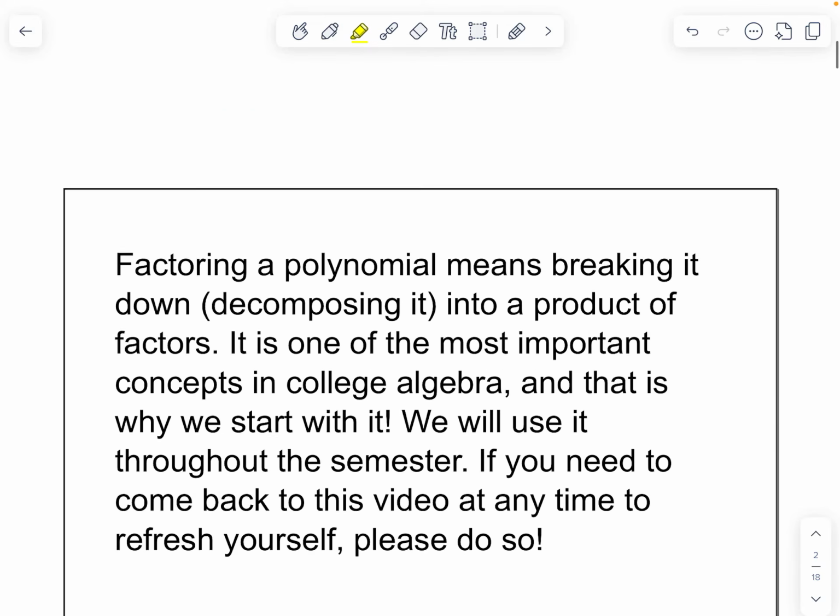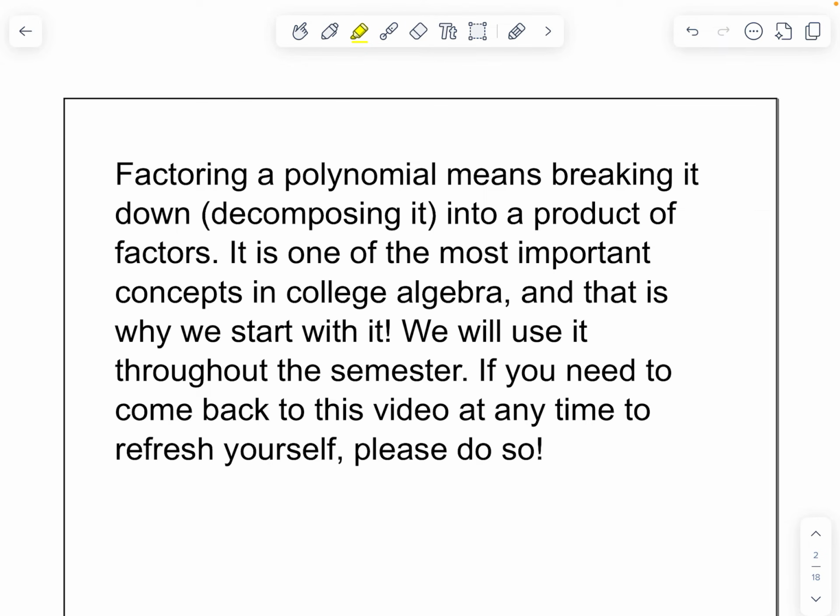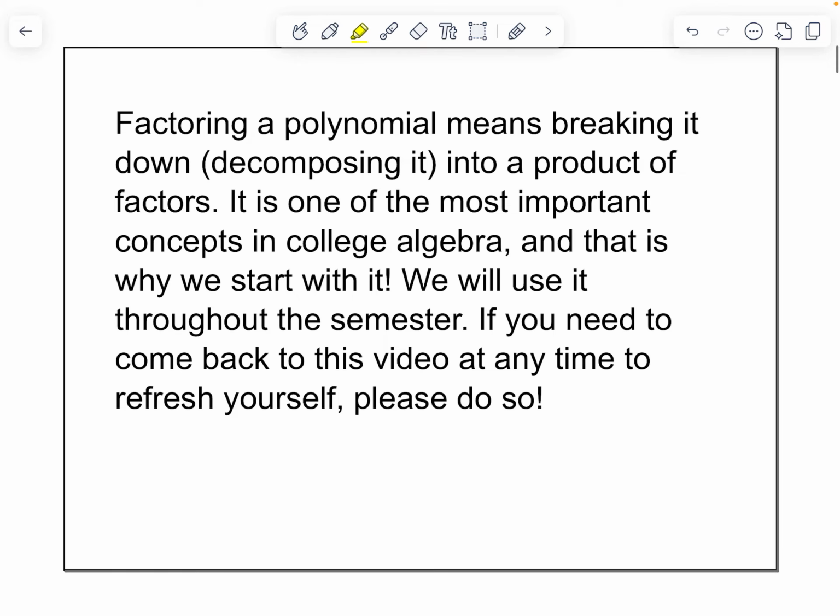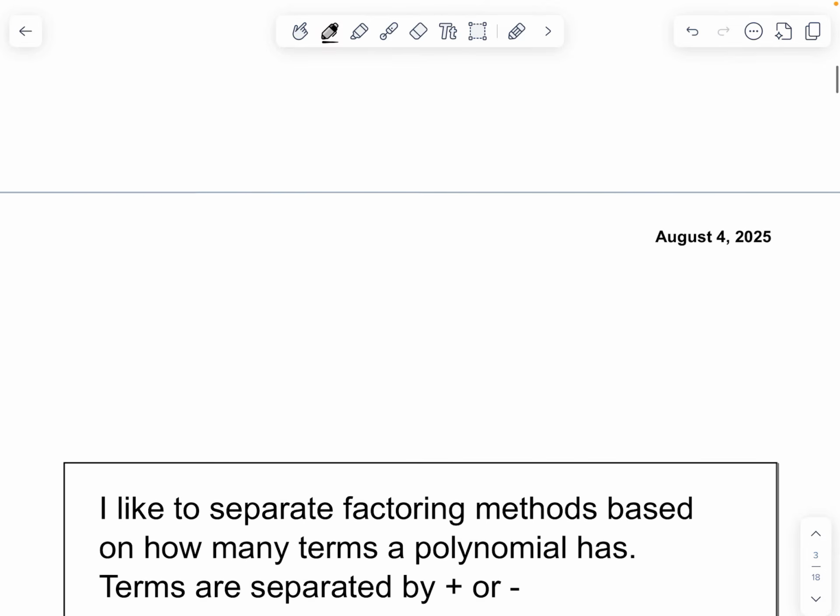What factoring is, is breaking down a polynomial, or breaking down anything, a number, a polynomial, into its composite parts. You're decomposing it into a product of factors. What I mean by that, let me give you an example. If I had just the number 15, I could break it down into 3 times 5. You're breaking it down into things that multiply to get back to what you started with. Like I said, it's very important because we're going to keep using it throughout the semester. If you ever need to come back and rewatch this video, it'll always be here.